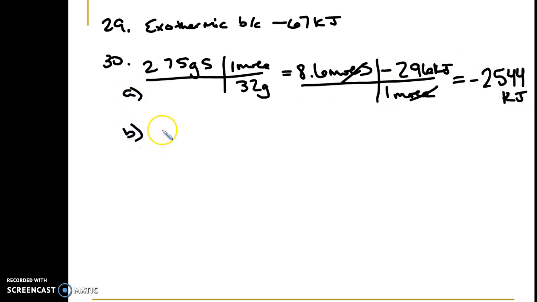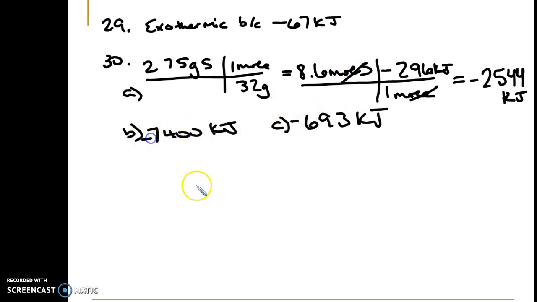Part B for number 30 is 7,400 kilojoules, and for C, 693 kilojoules. But make sure that you are showing your work for those. Okay, and those are all negative, so just make sure that that's heat released. And it's negative. All right, 31. If you put the negative number, it says, or you can say it's released.